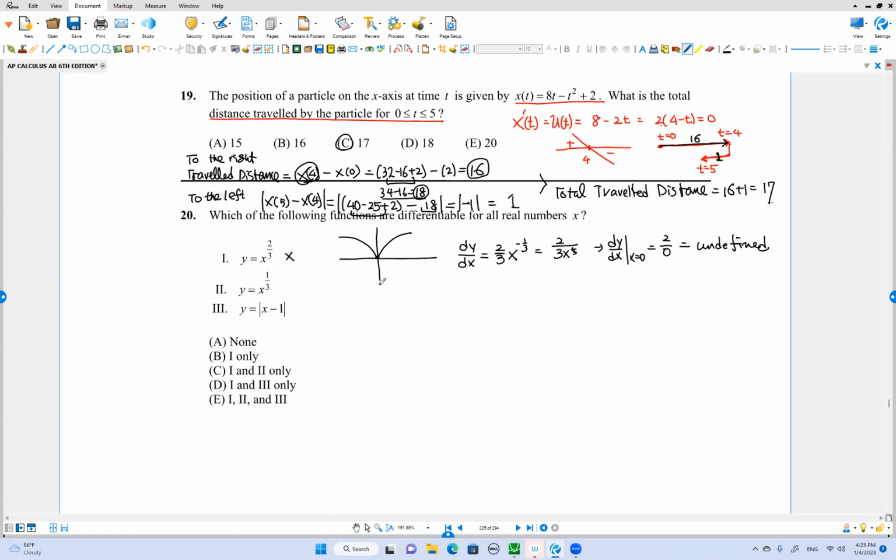Y equals x to the 1/3. The graph looks like this. That's smooth, right? Okay, that is differentiable, right?